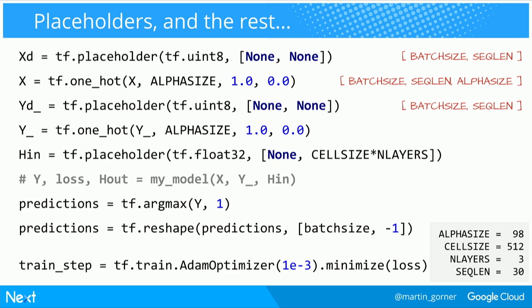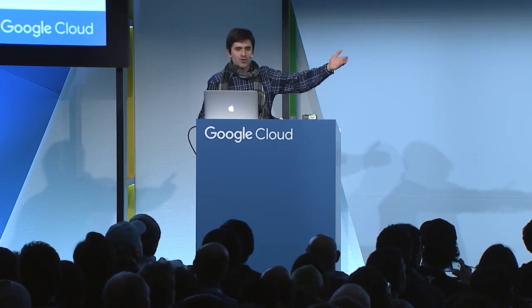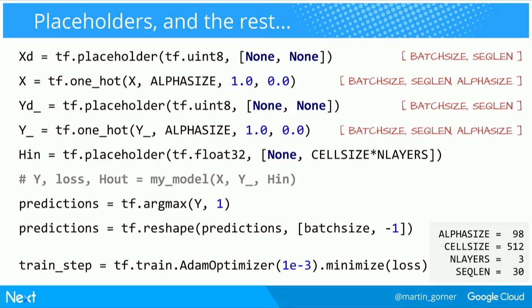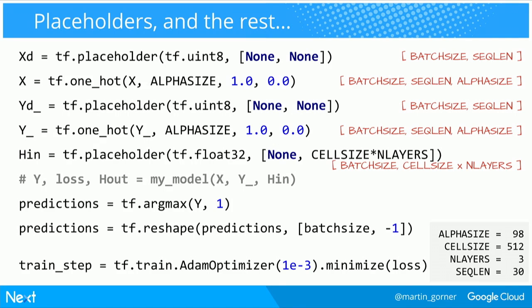I need to define a placeholder for my correct answers. And actually, the correct answers are very easy to obtain here. I'm just teaching it to output the same sequence shifted by 1, so basically to predict what the next character will be. So again, the correct answers will be a batch of sequences of 30 characters, which I one-hot encode. I need a placeholder also for my input state, and we have seen that the input state is made of 3 of those internal vectors, so that's 3 times cell size.